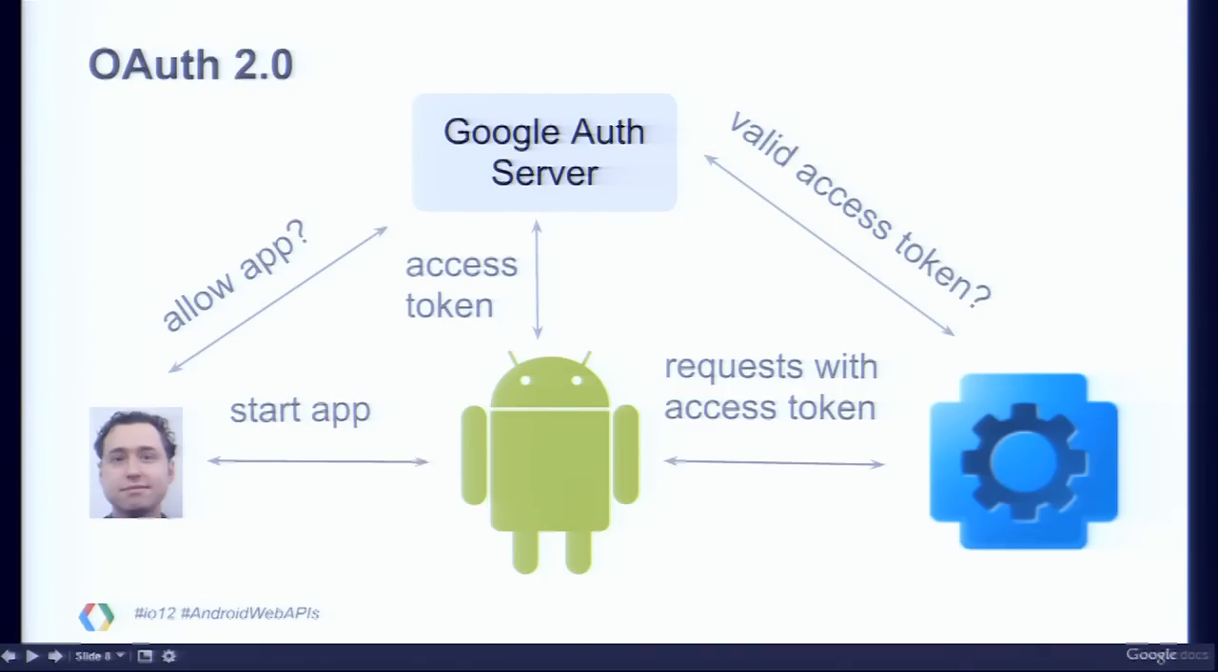And then the Google API server has to ask the authorization server, is it OK? Is this access token valid? Has it expired? Since they often expire after an hour for the most secure applications. And assuming that that's OK, we'll go back to the Android application with the data that it requested.